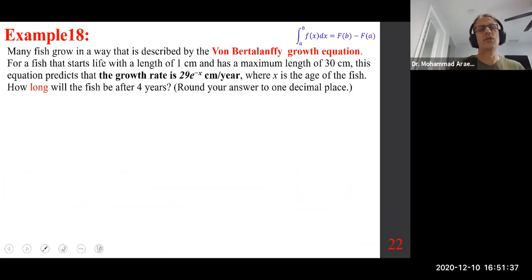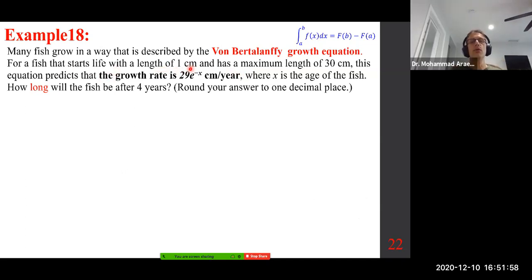We have seen this question. Basically, we are given the growth rate, which is 29 e to the power of minus x. We are interested in finding how long the fish will be in 4 years. Many fish follow this format, and it starts life with a length of 1 centimeter. So we use what we call the net change theorem, which follows the FTC.